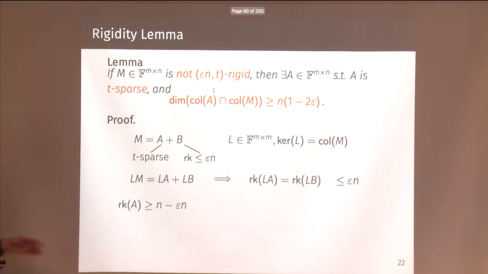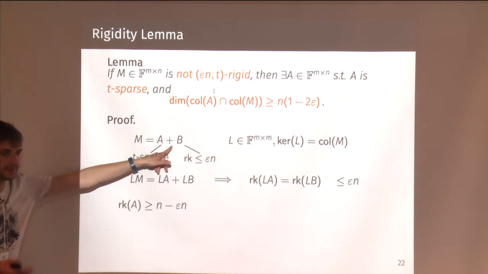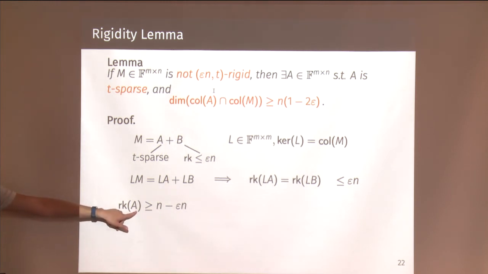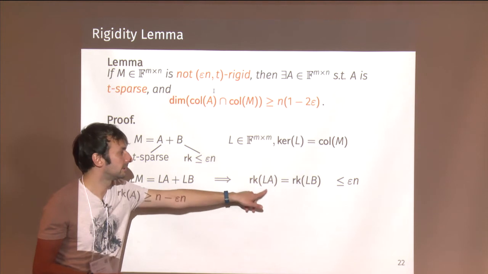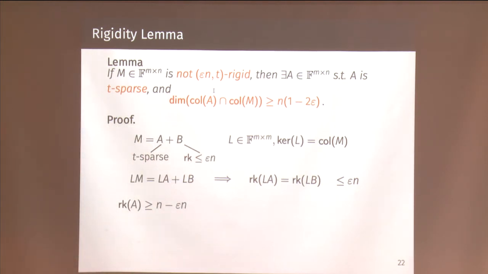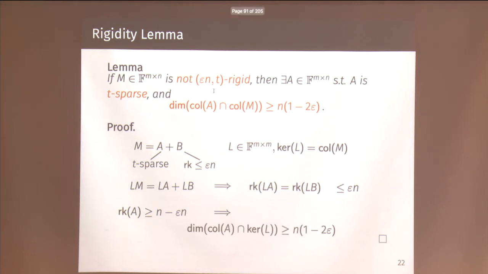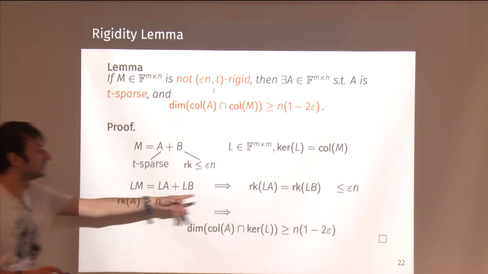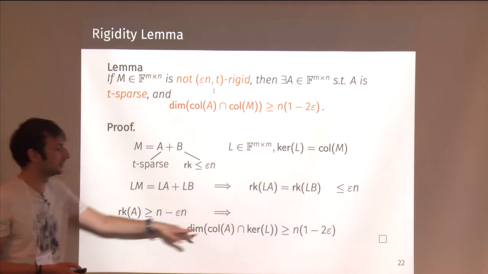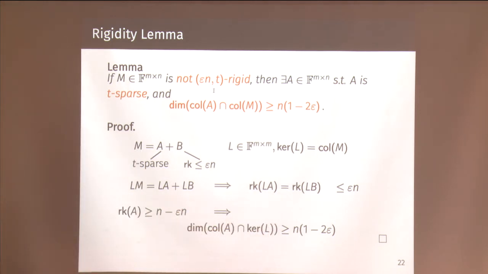So what do we have now? A is a sum of full rank and low rank matrices. By subadditivity of rank, the rank of A is huge. I start with a matrix of almost full rank, apply a linear operator to it, and get a matrix of rank almost 0. How could that happen? That exactly means that the kernel of my operator is very close to the column space of the matrix I'm applying it to. The column space of A intersects the kernel of my operator a lot, in at least n times (1 minus 2 epsilon) dimensions.